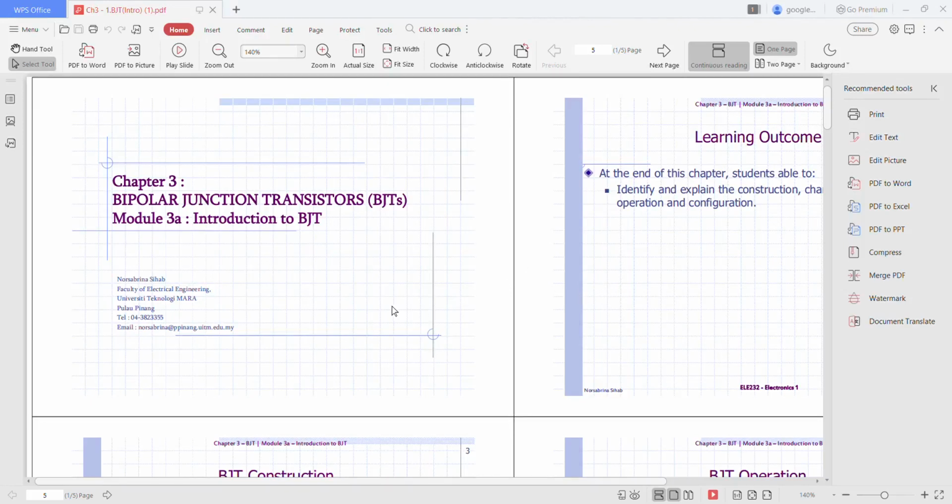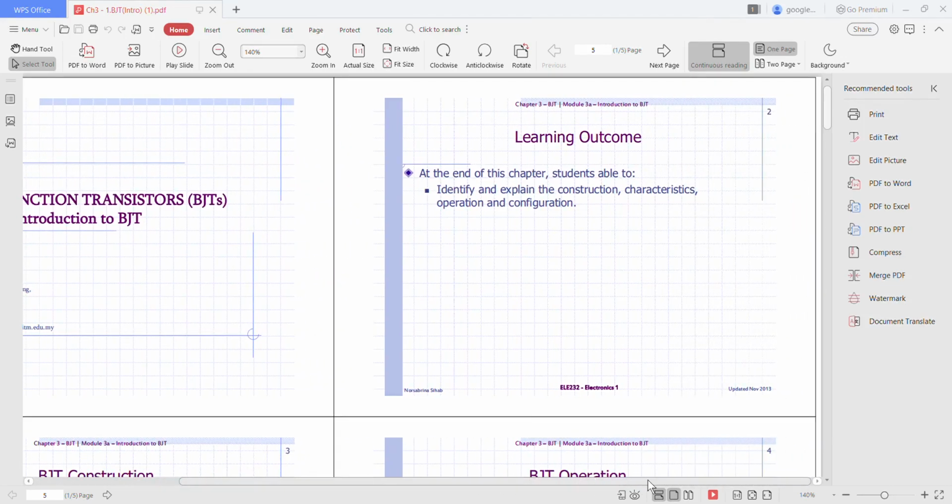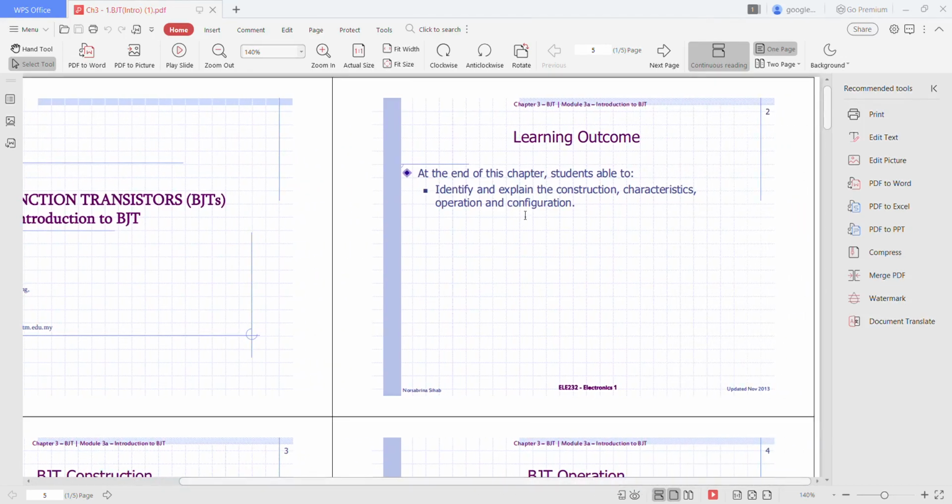The topic for today's lecture is bipolar junction transistor, or BJTs. This is the introduction to BJT. What is the learning outcome from this lecture? At the end of this chapter, students should be able to identify and explain the construction, characteristic, operation, and configuration.